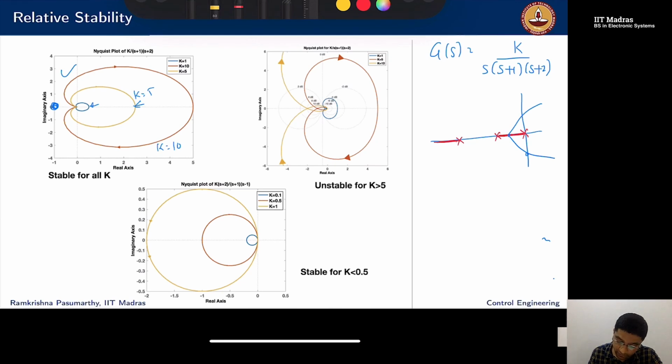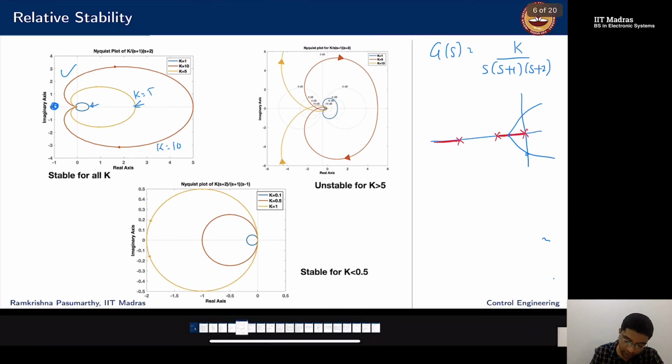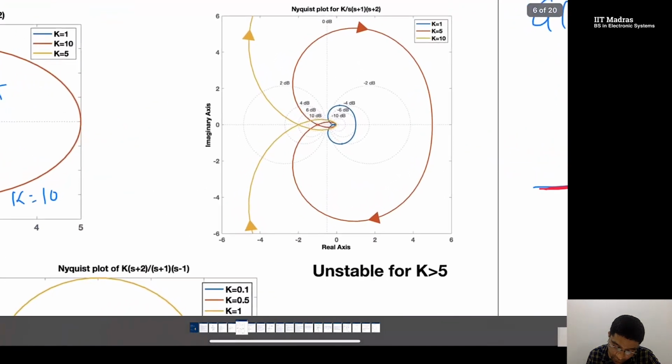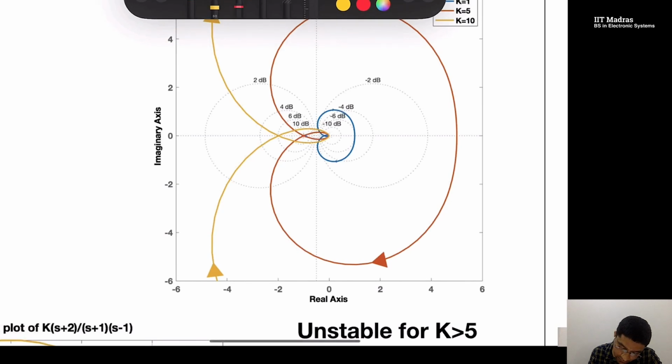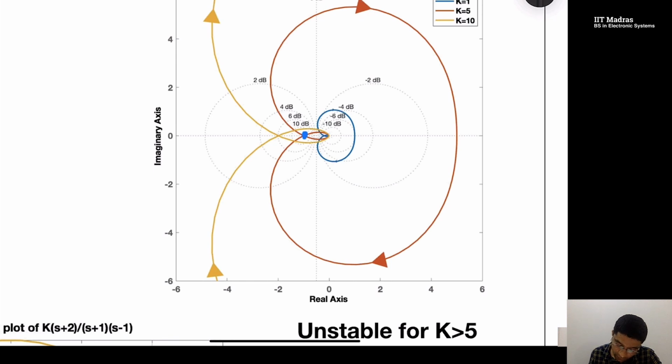So let us look at it from the root locus point of view. Maybe I'll zoom in a little bit here. Where is my point of interest? -1 plus j0. That point is sitting here. Look at smaller values of gain, k equal to 1. I have that the number of encirclements is 0, so the system is stable.